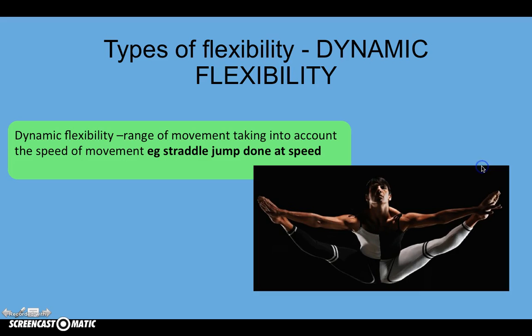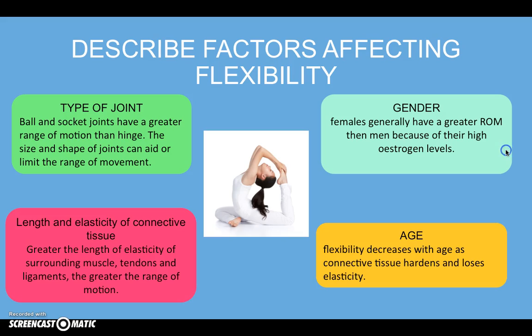The other type of flexibility we have is dynamic, okay, and this is a range of movement taking into account the speed of movement. And the example is a straddle jump done at speed, and here is a picture of an athlete performing a straddle jump, okay. So this is dynamic flexibility. There is movement there whilst taking into account getting that range of movement at the specific joints that we're looking at. So they're the types of flexibility.